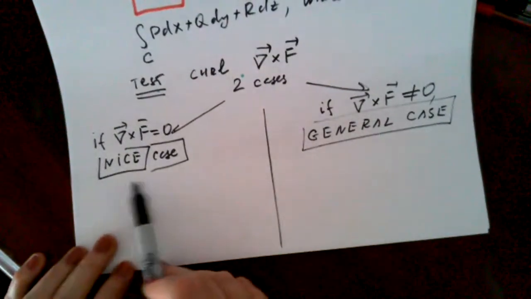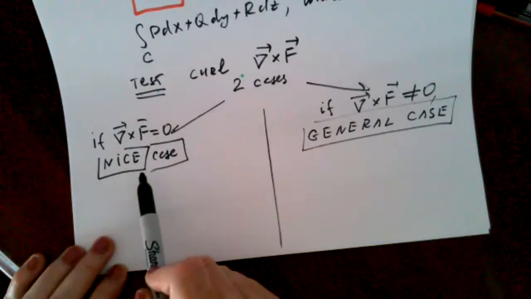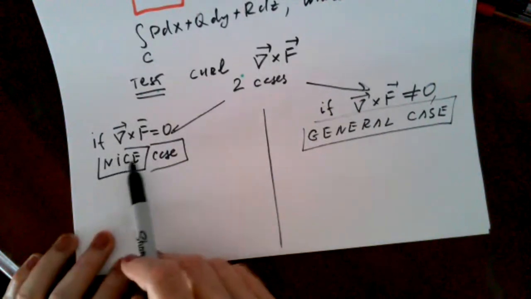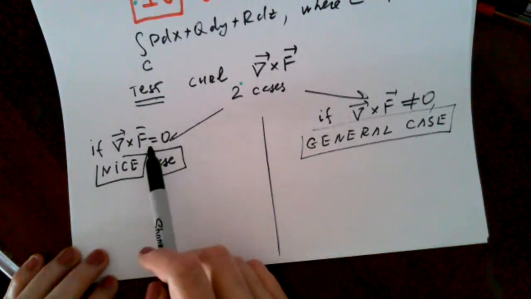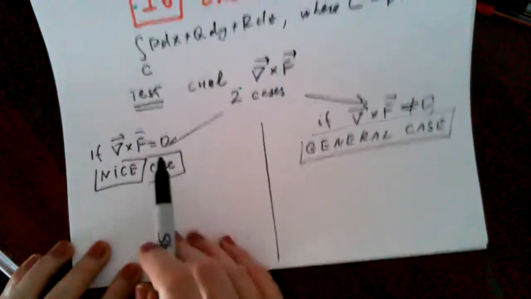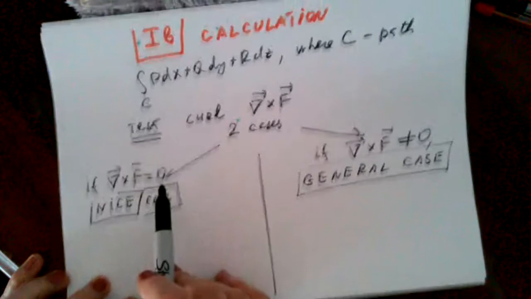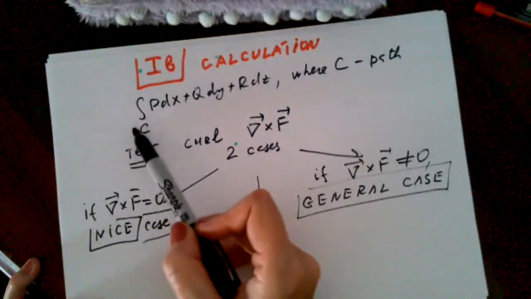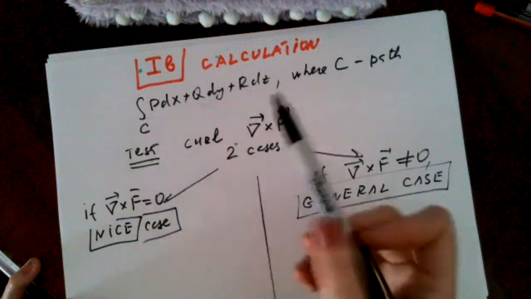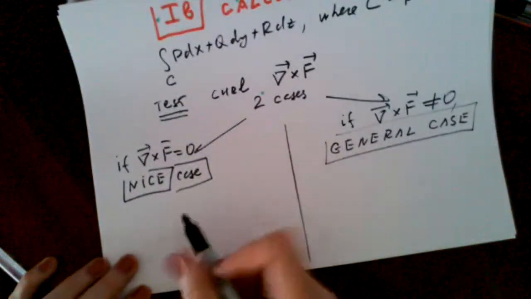So what is the nice case? What approach should be used if you discover that your curl is equal to 0? It turns out that in this case, your result doesn't depend on the structure of this curve. It depends only on the start and end point of your journey. This is a very good result.